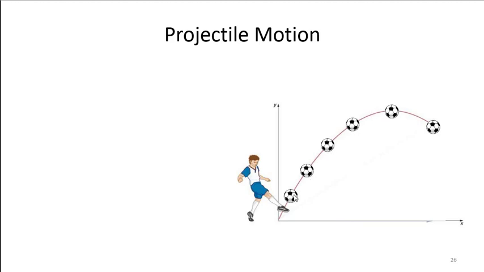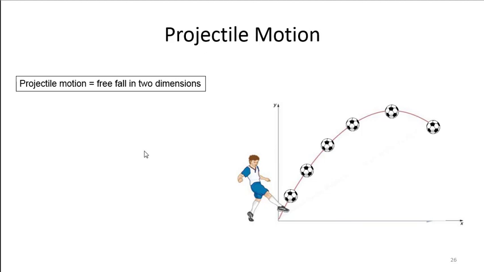But you might notice once the soccer ball leaves the guy's foot, there's no other force acting on that soccer ball except gravity. What do we know about when things are only being pulled by gravity, when gravity is the only force acting on an object? What do we know about that? That is free fall. Okay, so what is projectile motion? It is free fall in 2 dimensions.